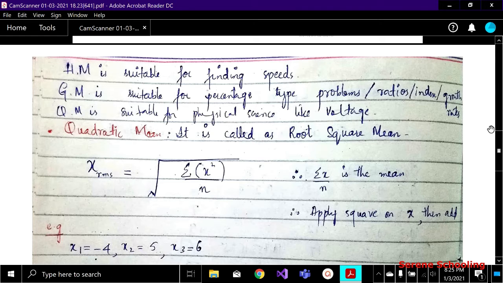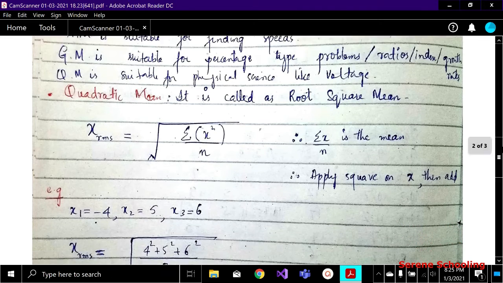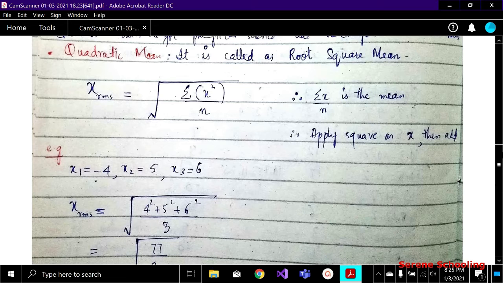So now let's come to the actual point, that is the quadratic mean. Quadratic mean is also called the root mean square. We represent the quadratic mean with X RMS. This means root mean square. For this, first remember the formula of the simple mean, that is the arithmetic mean. Arithmetic mean was what? Sum of values over total number of values, right?